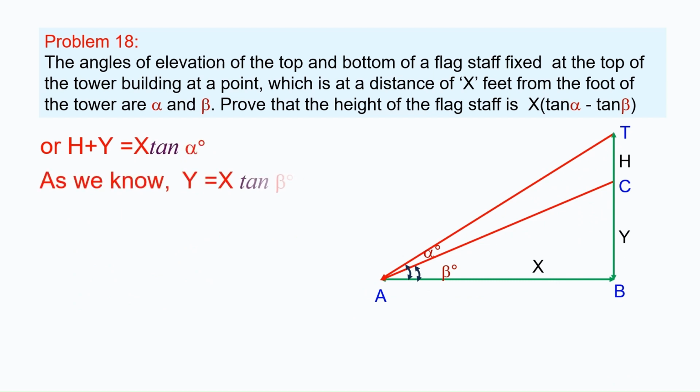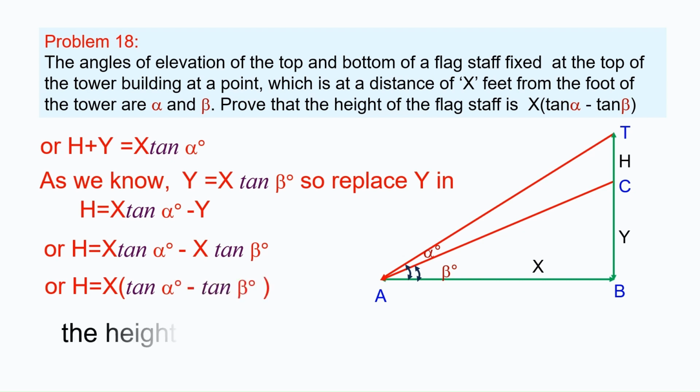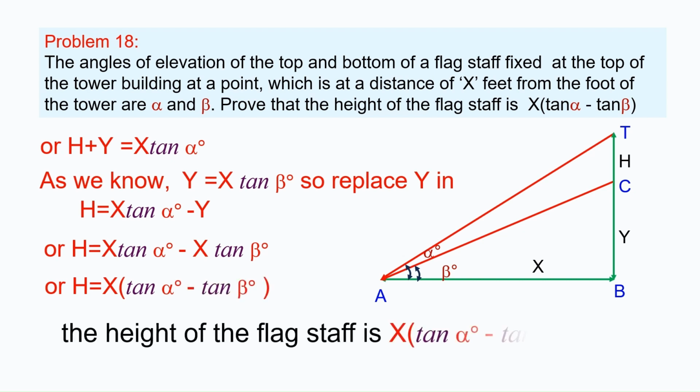Solving it, h plus y equals x times tangent of alpha. By putting y equals x multiplied by tangent of beta, we have, finally, the required expression for the height of the flagstaff. That is, x times tangent of alpha minus tangent of beta.